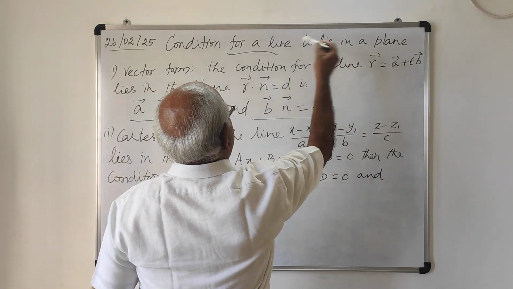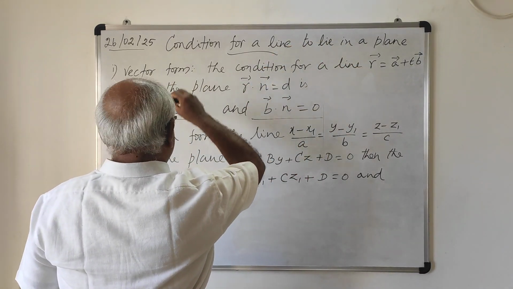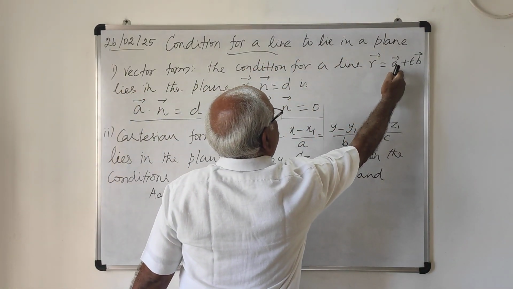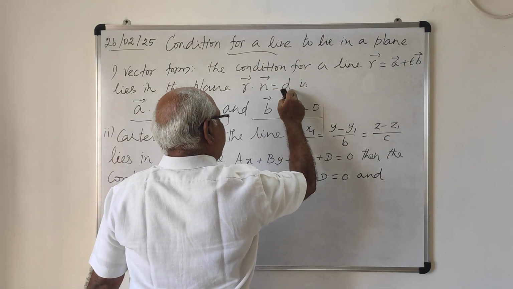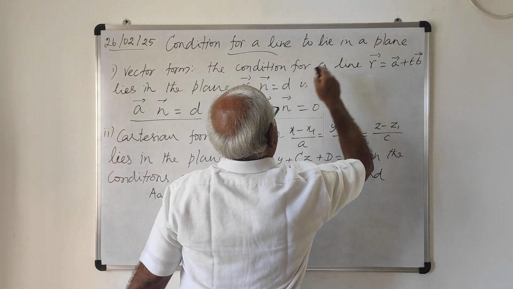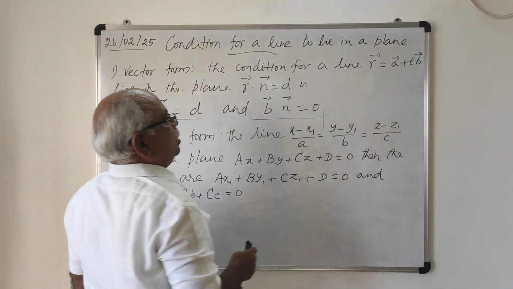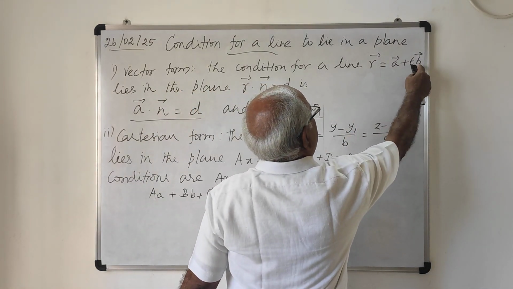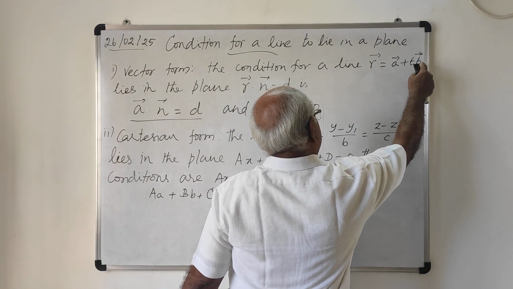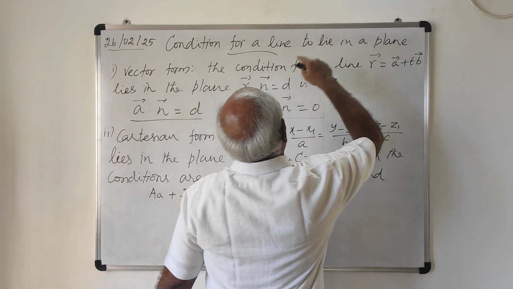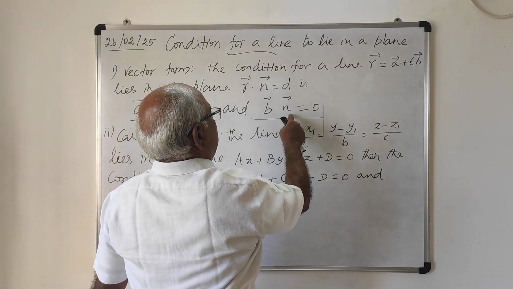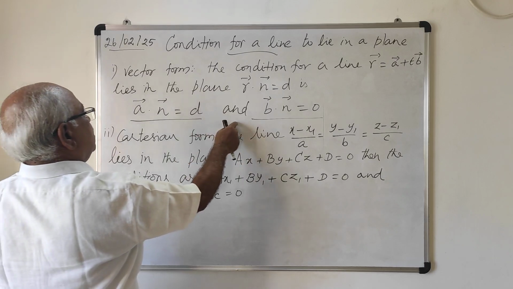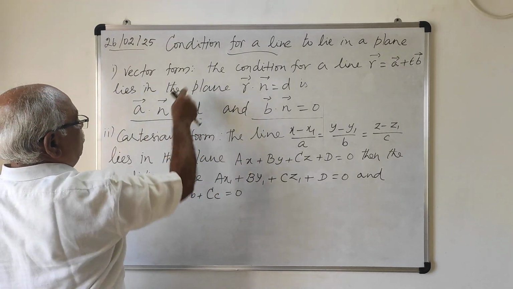If the line lies in the plane r dot n equal to d, the conditions are a dot n equal to d and b dot n equal to 0. The vector b, the parallel vector of the line, is perpendicular to the vector n, therefore b dot n equal to 0. These two conditions are called the vector form.